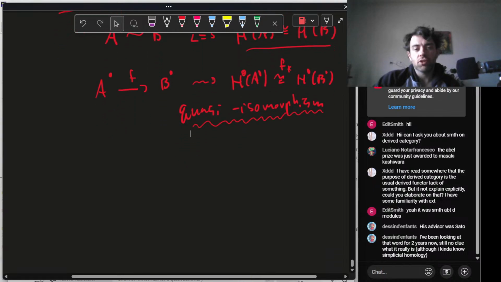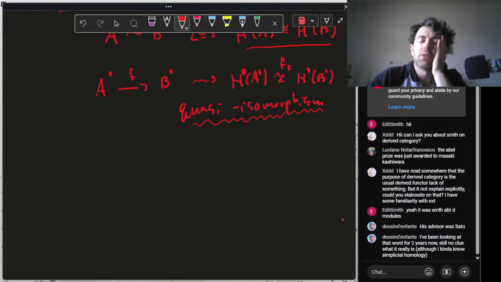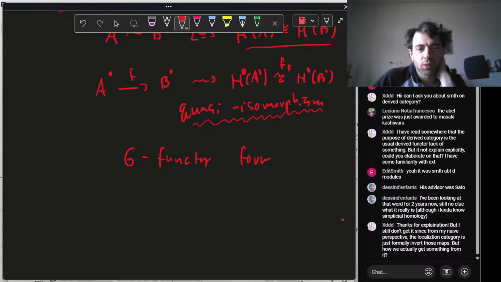Motivation, but there's other motivations as well. Actually, I don't know if I know a good way to justify this from a very intuitive level, but there's this term you might know that gets tossed around a lot called the six-functor formalism.